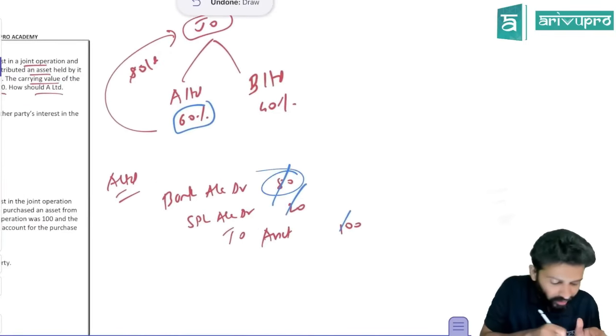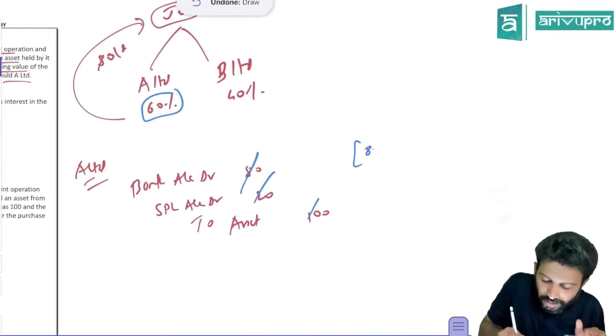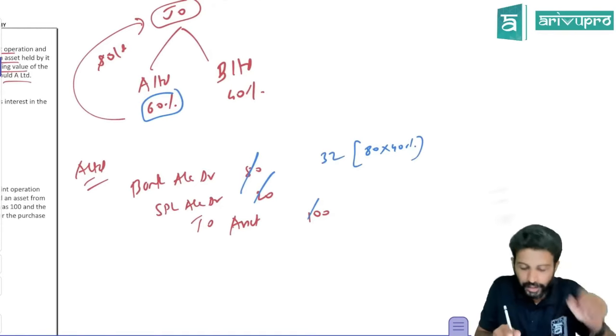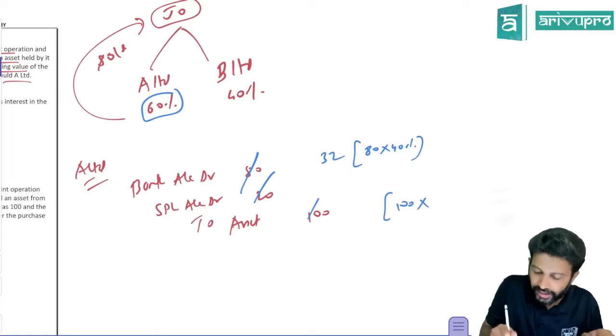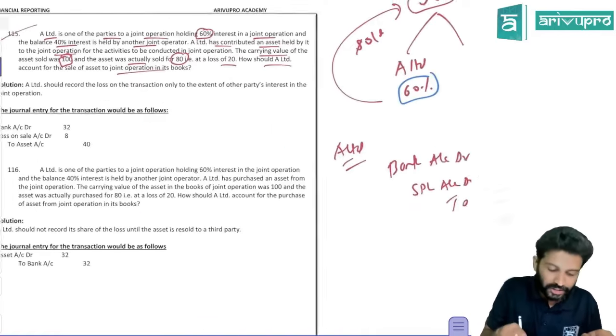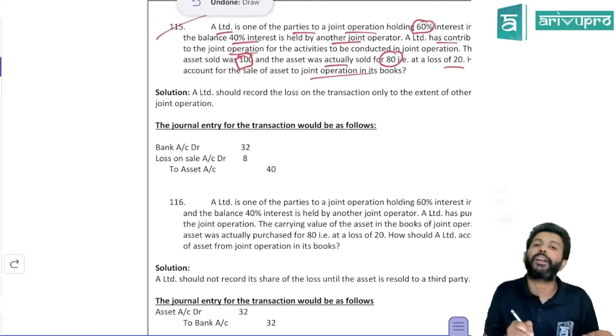So you can't record 80, you should record only 40%. So 80 ka 40% is how much? So you will pass the journal entry, bank account debit 32. What is 100? The total carrying amount. What is 40%? 40 rupees. That means you will book a loss on sale only to the extent of 8 rupees or 8 lakh. That is the journal entry you need to pass.